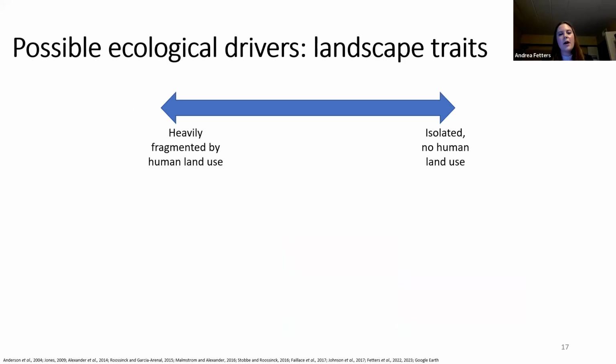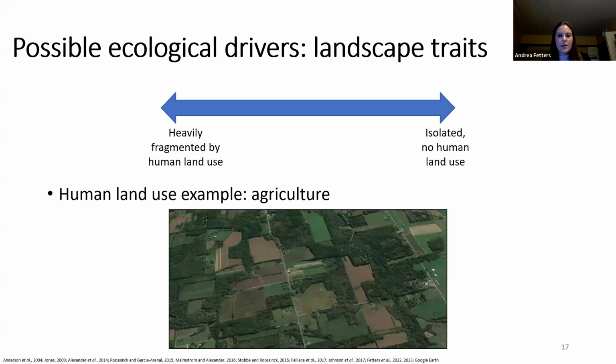Another of the many possible ecological drivers of the pollen virome are landscape traits. Some landscapes are heavily fragmented by human land use, while others are relatively isolated and experience very little or no human land use and are therefore dominated by natural vegetation. Others lie somewhere in the middle of this continuum. One example of human land use is agriculture.